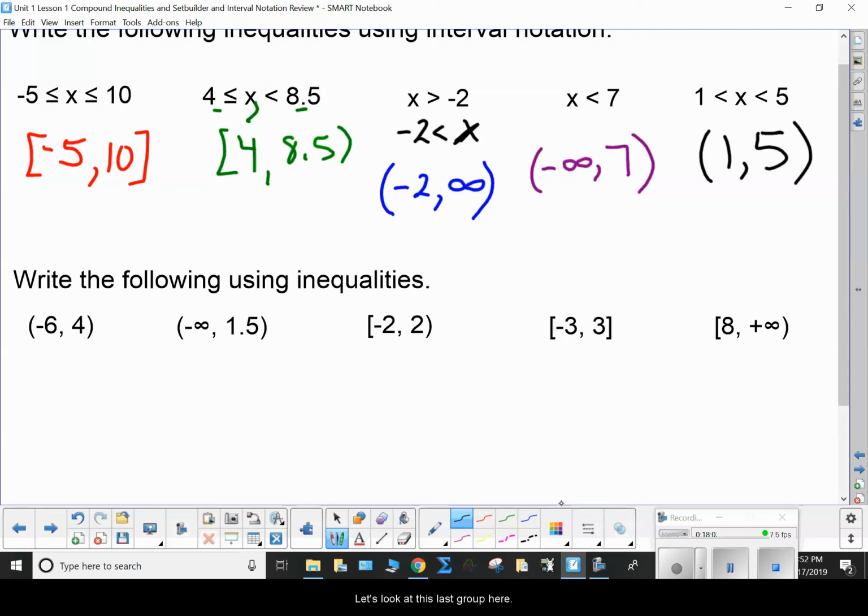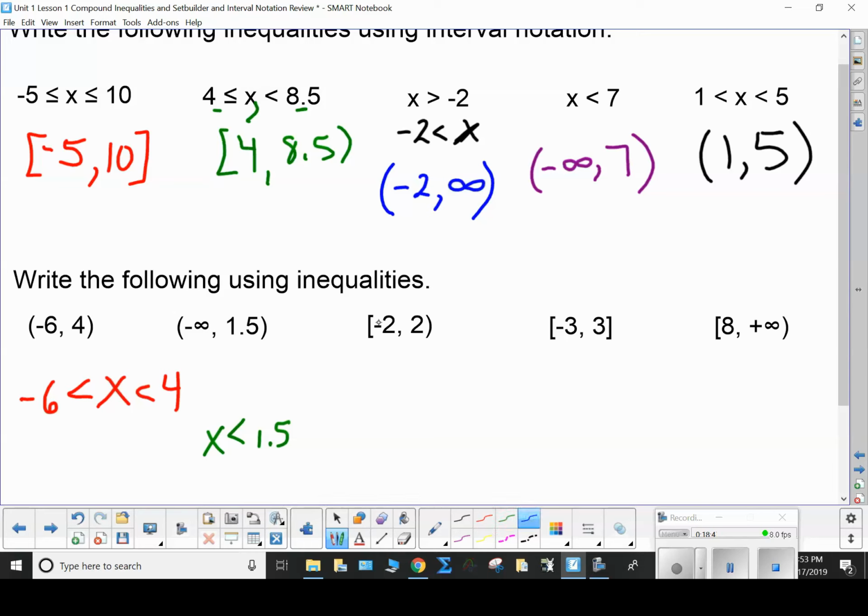Right, let's look at this last group here. This one I'm going to reinsert the inequality in. So I've got -6 less than x, where I've got to put the x back in instead of the comma, less than 4. How did I know it's less than? Because I've got parentheses. Next up, I have a number. Well, you don't write -infinity. I've got a comma. I put the variable in for the comma. And then I have 1.5. I'm going to use a less than.